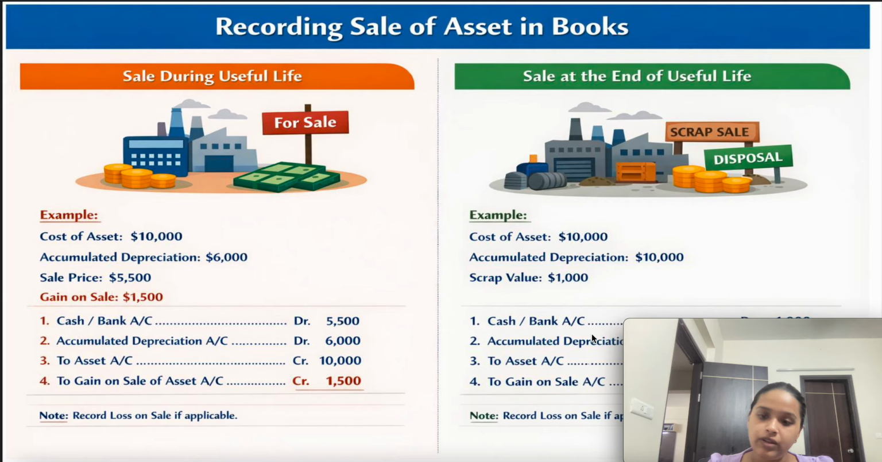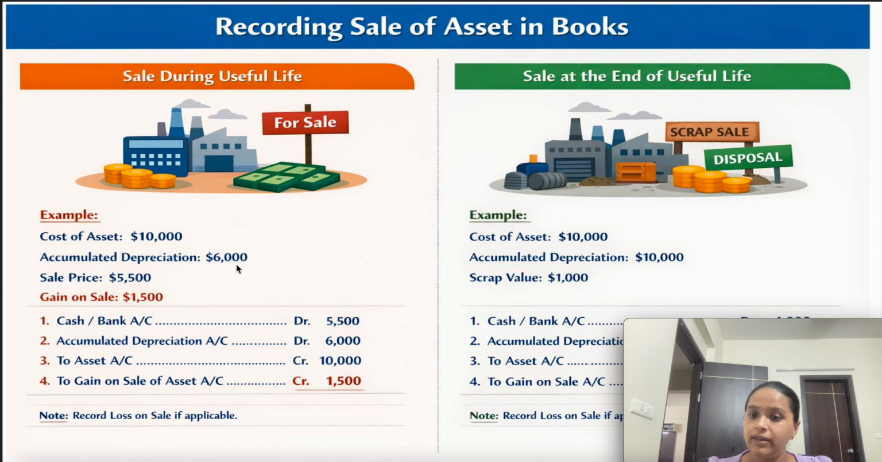Okay, and for the sale we have two options. Either we decide to sell the asset at the end of the useful life, or before the useful life. Suppose you purchase a machinery and at that time you consider that the useful life will be 5 years. You have two options: either you can sell that asset after 5 years, or before 5 years. So, sale during useful life means, in the given example, you decided to sell the asset before 5 years. Cost of asset 10,000 and accumulated depreciation is 6,000.